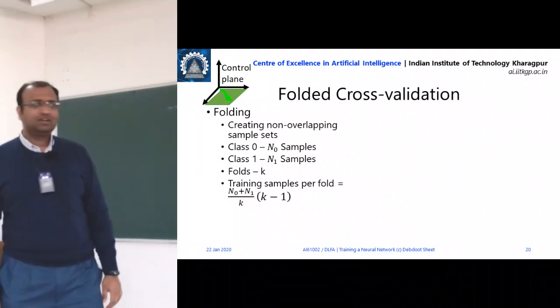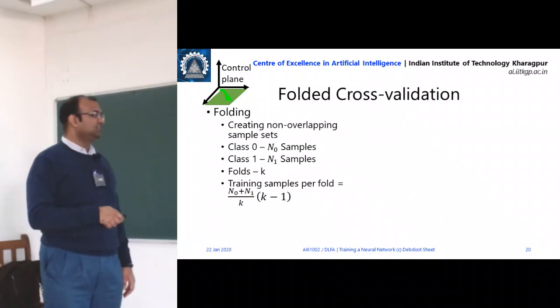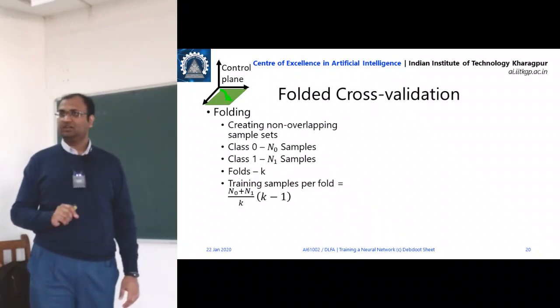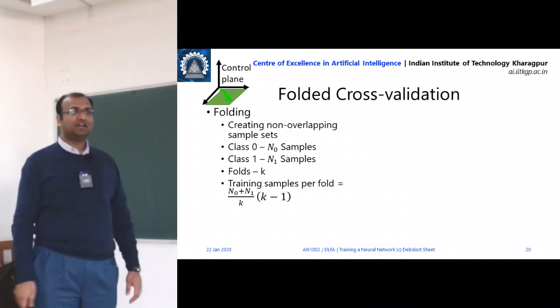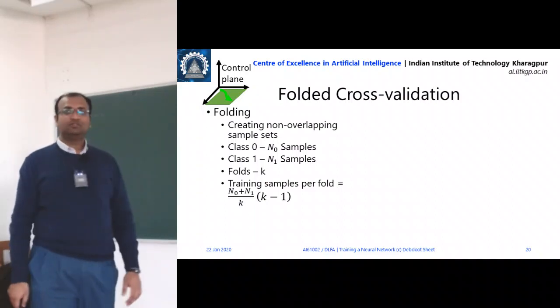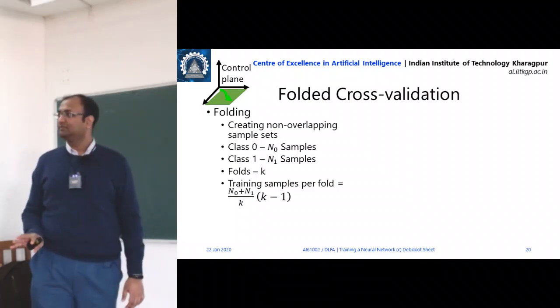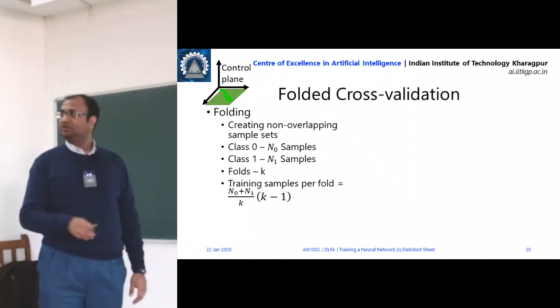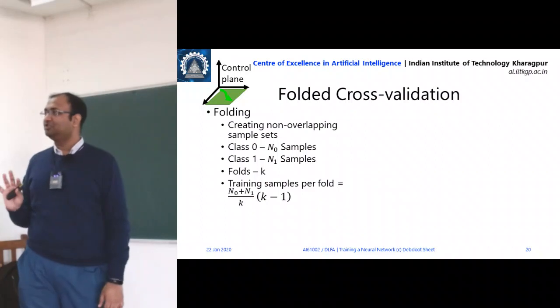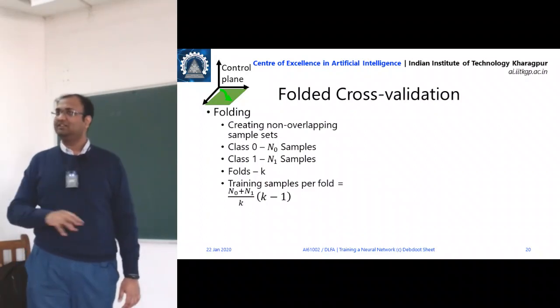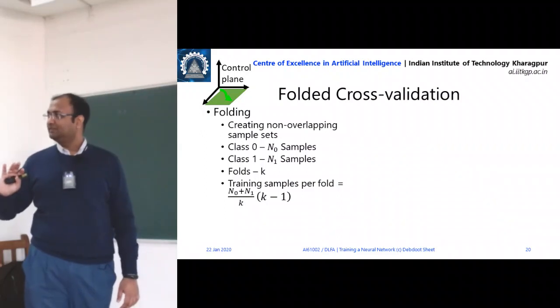Let's take a simple problem where there are two classes only, class 0 and class 1, and I don't know whether this is an unbiased data set or not. So I would assume that there are n0 samples in class 0 and n1 samples in class 1. If this was unbiased, then n0 equals n1. If it is biased, then n0 is not equal to n1. If it is significantly biased, then say n0 is much greater than n1.